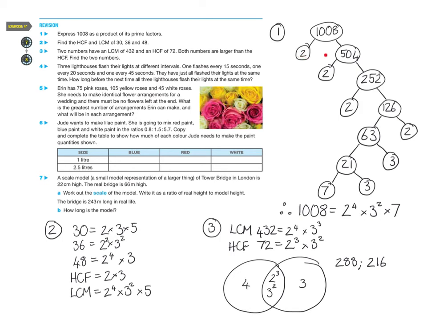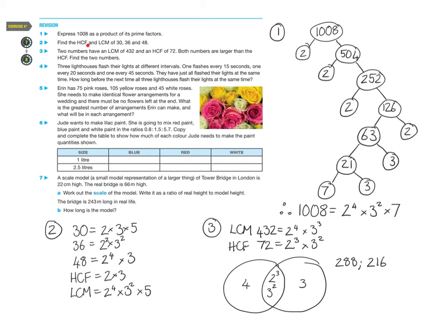So I divided by 2 and got 504, which I divided by 2, and you can see as it goes along. So that 1008 is equal to 2 to the power of 4, because 1, 2, 3, 4 2's are being multiplied by each other, and 3 to the power of 2, 1, 2 3's, and then there's a 7.